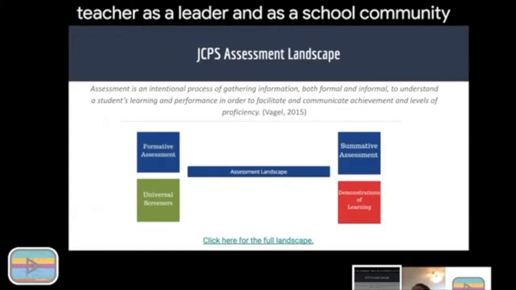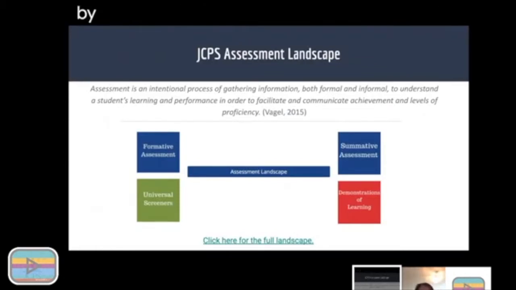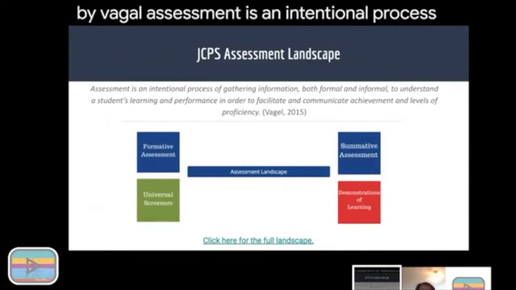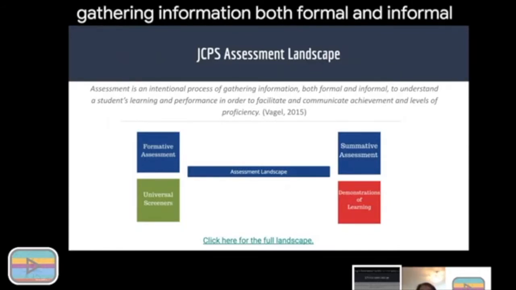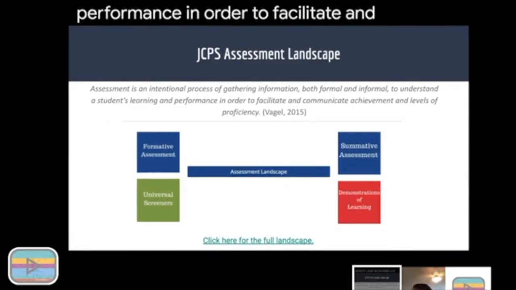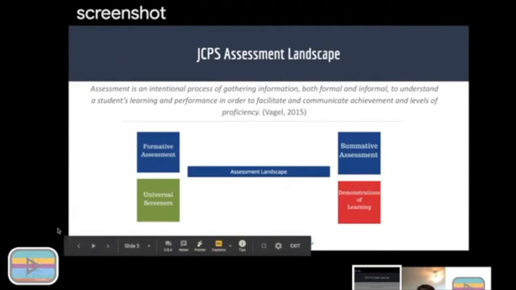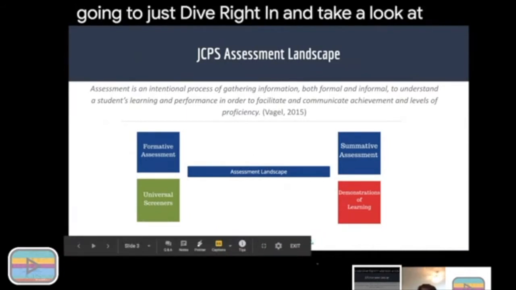So assessment, I want to just start with this quote by Vagel. Assessment is an intentional process of gathering information, both formal and informal, to understand a student's learning and performance in order to facilitate and communicate achievement and levels of proficiency. And so it's really important that we consider multiple forms of assessment at the school level. This is a screenshot from JCPS's website, and you all have this link right here, and we're going to dive right in and take a look at what this looks like.